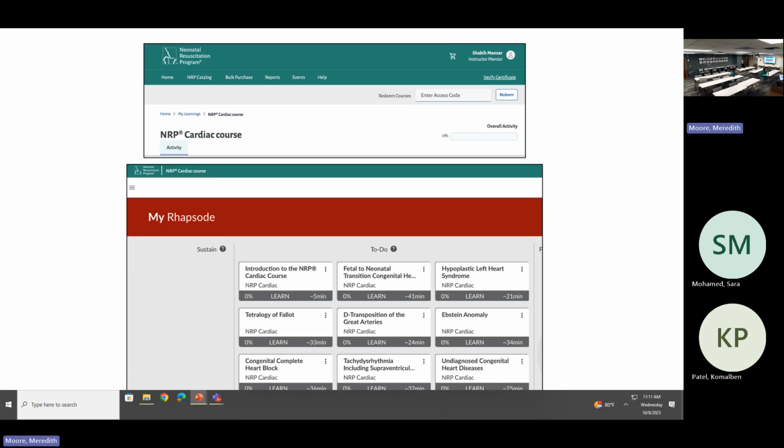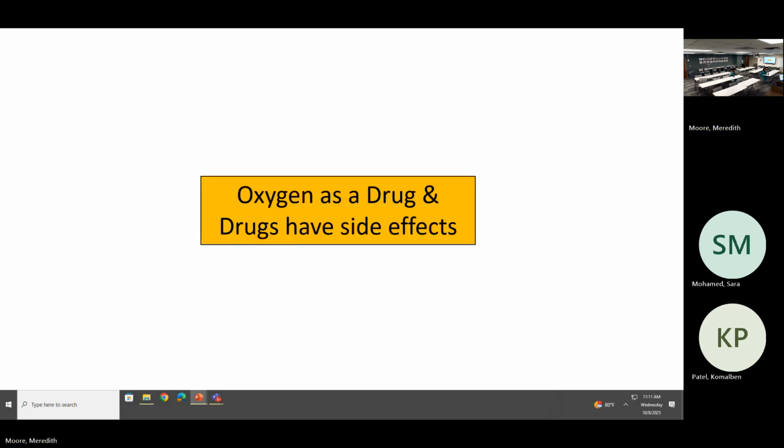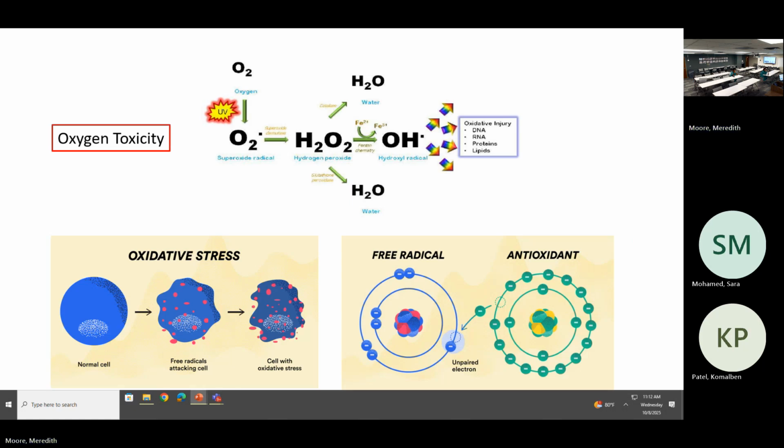The reason I'm putting it here is that my next few slides are going to be on this concept of how the heart, oxygen, lungs, everything works together. It's not like you can just learn one and let go of the other. So oxygen is a drug, but drugs have side effects. What are the side effects this drug has?